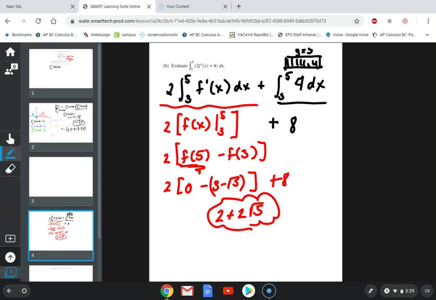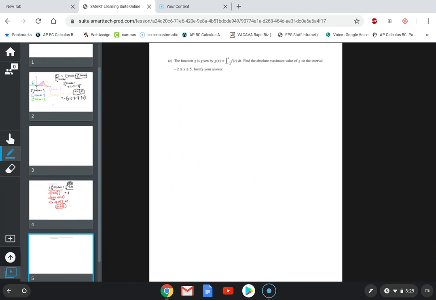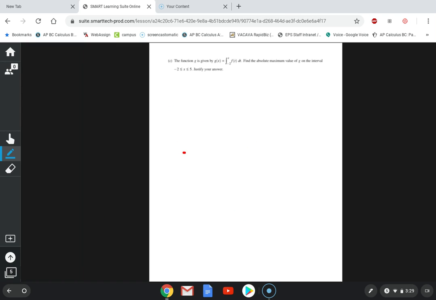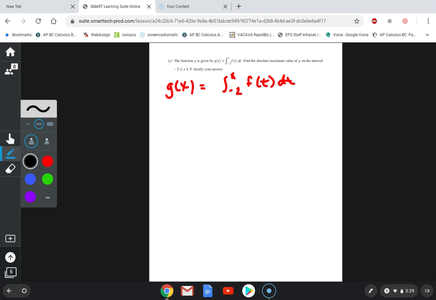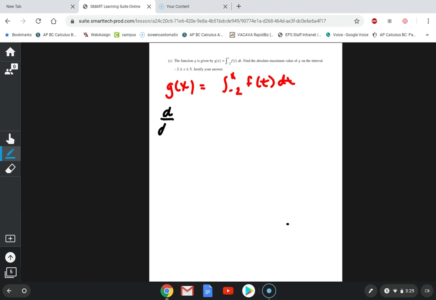Continuing on to the next page, we are going to go to problem letter C. And letter C says we want to find, given the function g of x equals the integral from -2 to x of f at t dt. And our task is to find the absolute max. We know that an absolute max or min occurs at 2 possible points. Either occurs at an endpoint or at a critical number. So we want to find the critical numbers, and the critical numbers occur when the derivative equals 0.